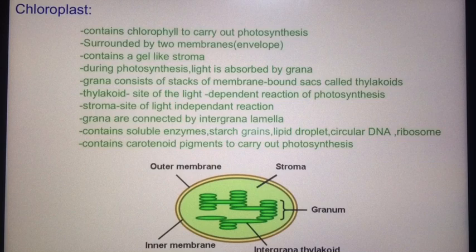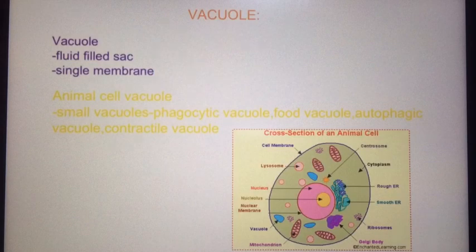Thylakoids are the site of light-dependent reaction of photosynthesis, and stroma is a site of light-independent reaction. Grana are connected by intergranular lamella. Grana are interconnected in all directions by intergranular lamella and not just a single string. Chloroplast contains soluble enzymes, starch grains, lipid droplets, circular DNA molecule, and ribosomes. It also contains carotenoid pigments for carrying out photosynthesis. That's all for chloroplast, and now I'm going to talk about vacuole.